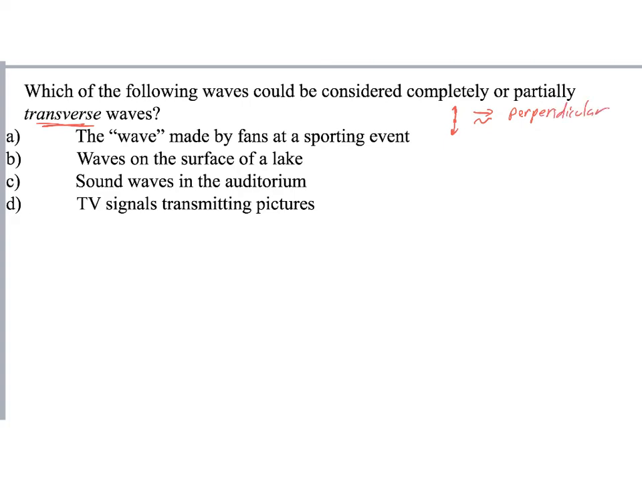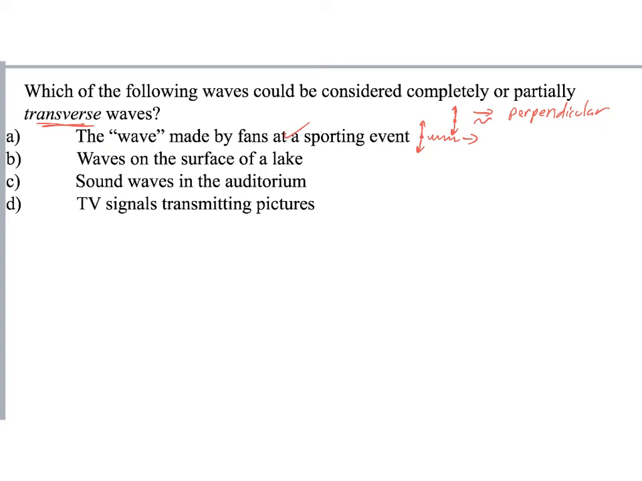All right, the wave made by fans at a sporting event. What direction do the fans move? The fans stand up and they sit down, but the energy of the wave moves to the right. So that, my friends, is more or less a transverse wave.